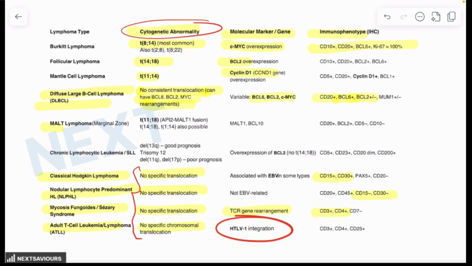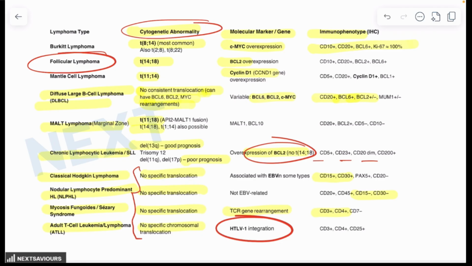Then marginal zone lymphoma is usually identified by the translocations t(11;18) and t(14;18). Chronic lymphocytic leukemia has a deletion of the long arm of chromosome number 13, which is associated with a good prognosis, and the rest are associated with a poor prognosis. There is overexpression of BCL2, not along with the t(14;18) cytogenetic translocation. This is how you will differentiate it from follicular lymphoma, along with the presence of the immunohistochemical markers.